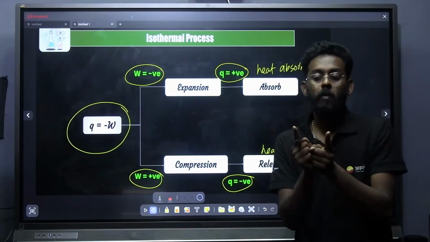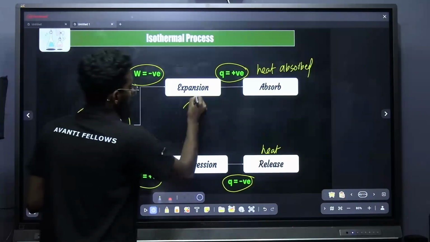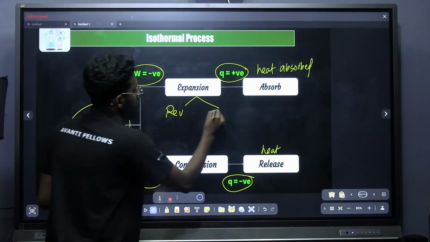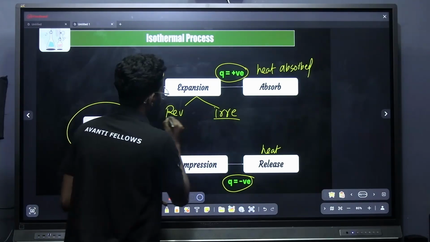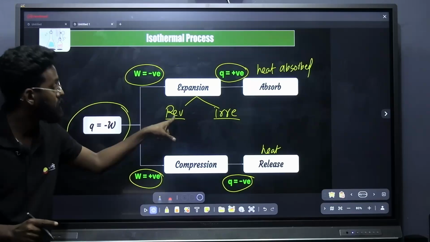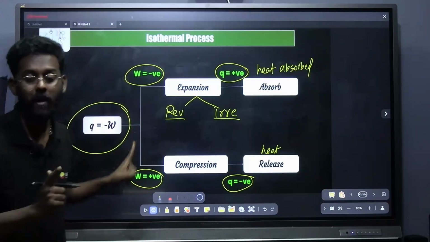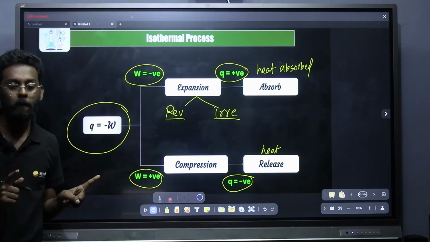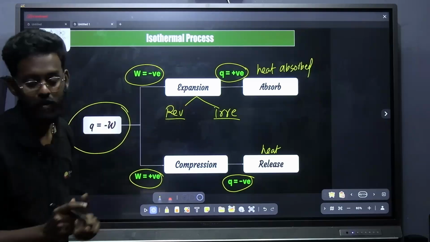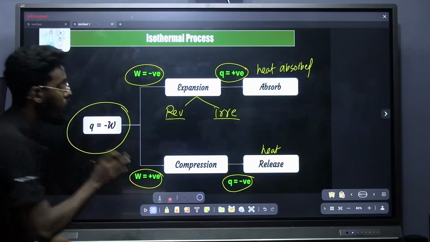Got it? Now the important point is coming. This expansion can be either reversible expansion or irreversible expansion, right? Yes or no? Yes. In which case is there more absorption of heat? That is my question. This is a particular NEET oriented concept. Can anyone let me know? Reversible or irreversible? How will you know it?